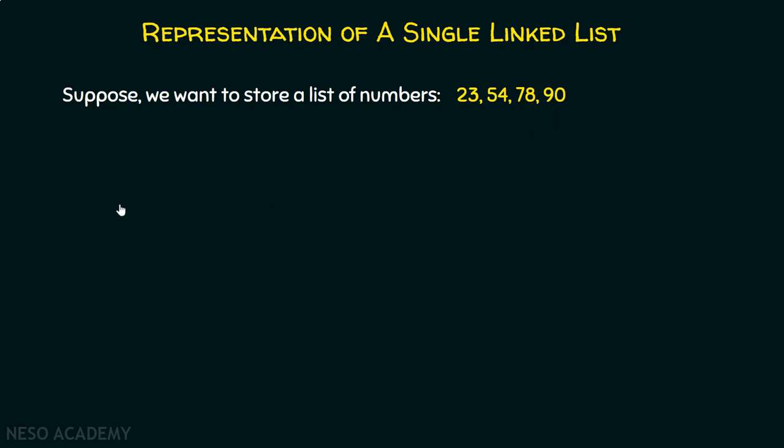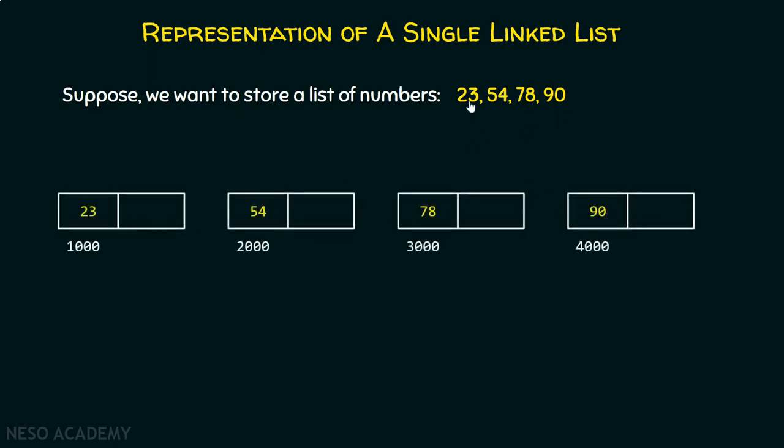For this purpose, I need to create 4 different nodes. Because we have 4 different numbers to store, we need to create a list of 4 different nodes. The first node contains the data 23, the second node contains the data 54, the third node contains the data 78, and the fourth node contains the data 90.